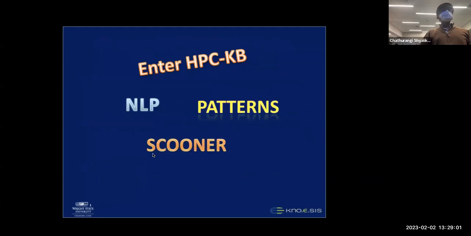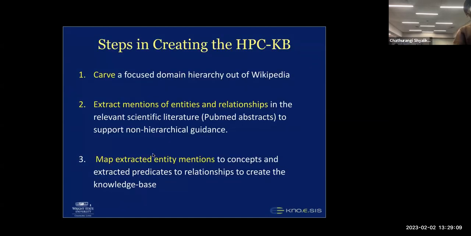So you will see these terms here. Carve a focus domain hierarchy out of Wikipedia. This is what we use Doozer for. Extract mentions of entities and relationships in the relevant scientific literature to support non-hierarchical relationships. So our customer gave us a few words or phrases to identify journal articles in PubMed that are of interest to them, that would have scientific knowledge or literature on the human performance population. Map extended entity mentions to concepts and extended predicates to relationships to create the knowledge base.